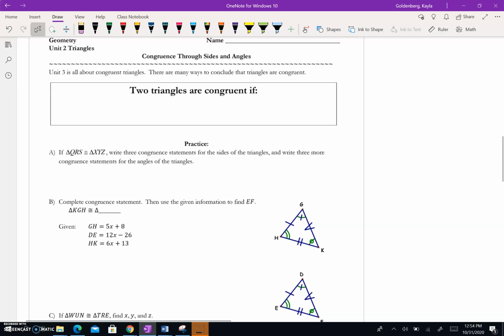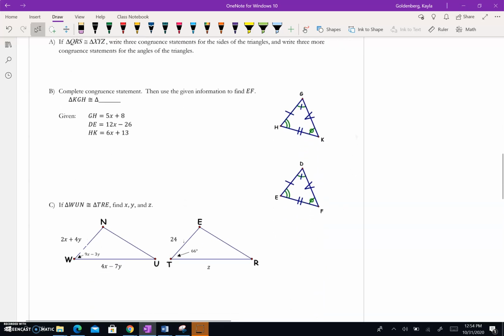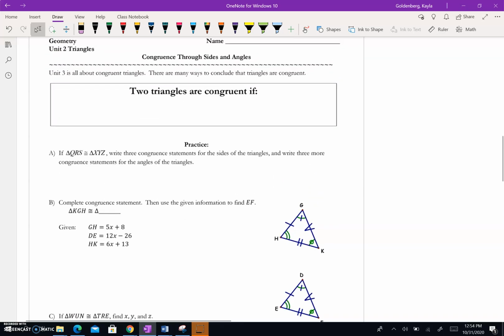We're going to look at congruence with sides and angles, and we're going to focus a little bit more on the tick marks and the placement and all that kind of stuff. So this is going to be a little bit more precise than how we were looking at congruence in the previous video. The same is true. Oops, I wrote Unit 3 instead of 2 there. So for Unit 2, we're talking all about congruent triangles.